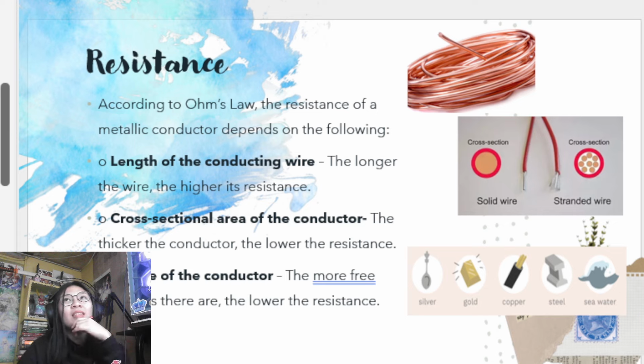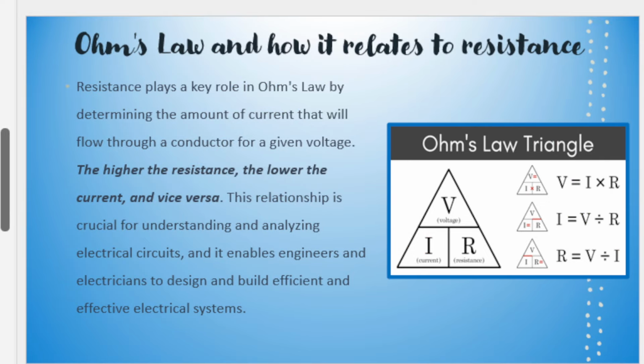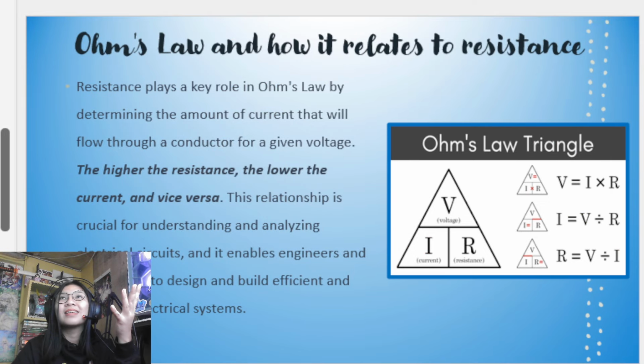Okay? Next is the nature of your conductor. The more free electrons they have, the lower the resistance. So the best conductor is, as I have said before, silver. Next, si copper. But because of how costly si silver, we opted for copper. Okay. So the nature of the conductor is kani sila magdepende ang resistance sa imuhang metallic conductor or sa imuhang wiring. Okay? So now we will go to the next one, which is our resistors.